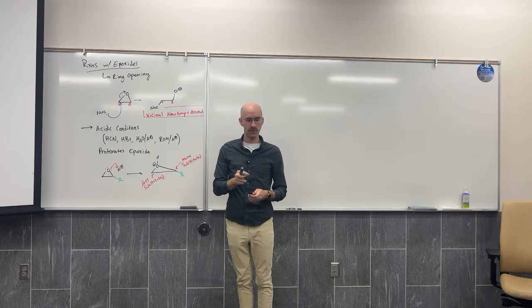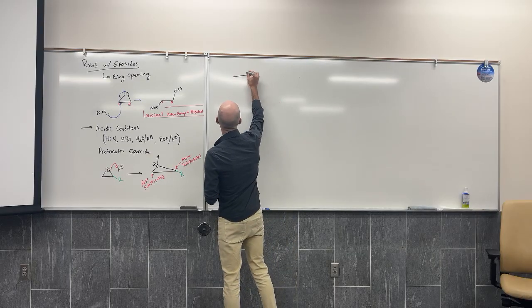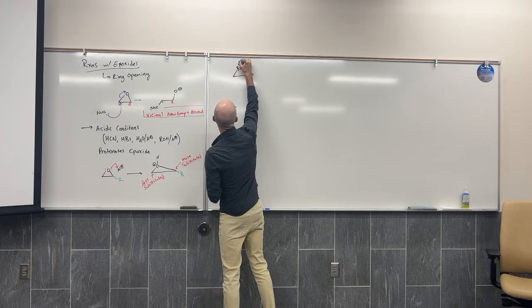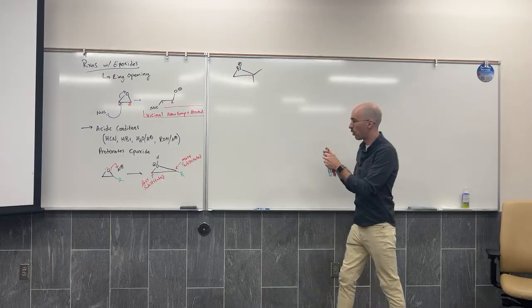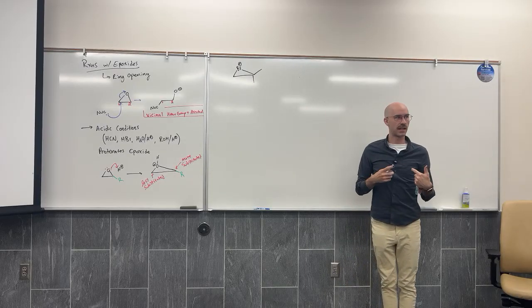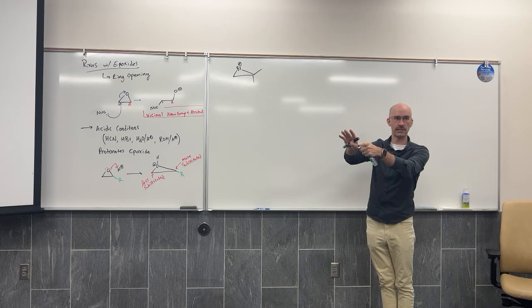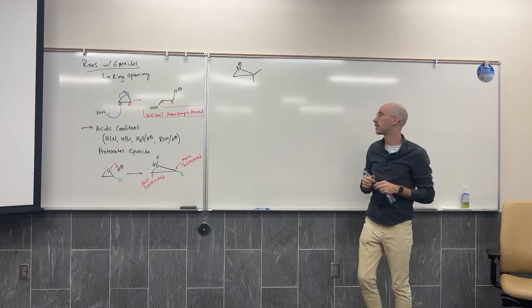That's not something new to you. You've actually seen this before when we had the bromonium ring. We said that the bromonium ring is lopsided and that the bromine actually sits closer to the less substituted carbon and further away from the more substituted carbon.